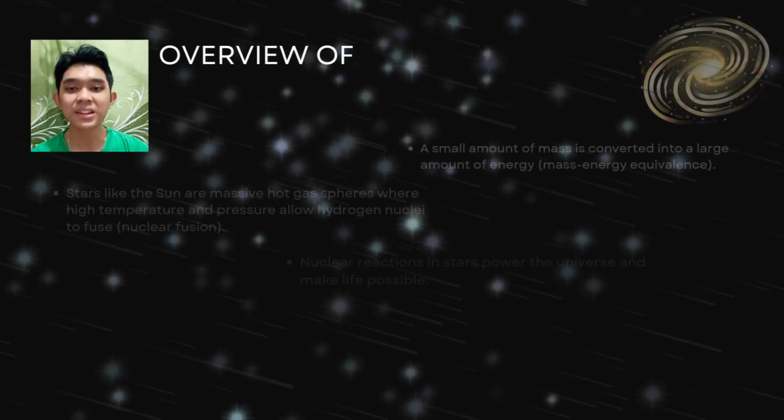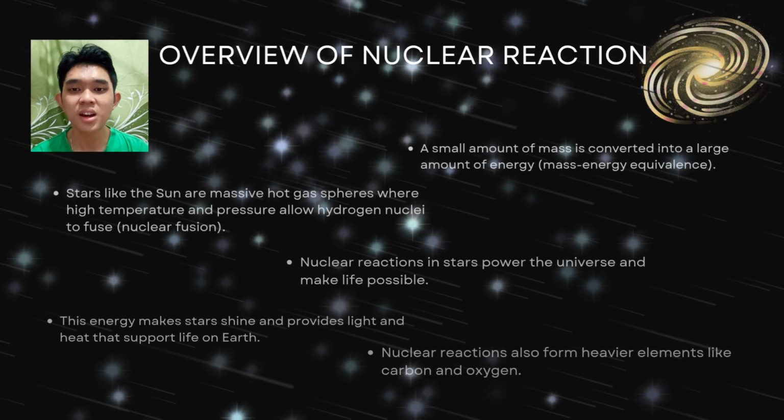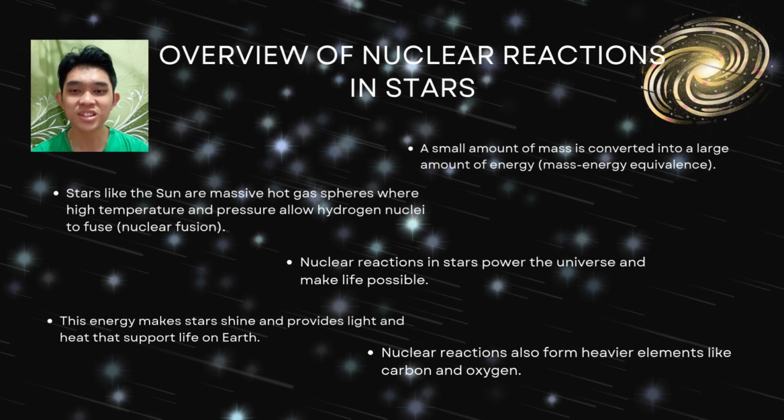A star like the Sun is a massive ball of hot gas where extremely high temperatures and pressure exist in its core. Under these conditions, hydrogen nuclei collide and fuse together in a process called nuclear fusion. During this process, a small amount of mass is converted into a large amount of energy based on mass-energy equivalence.